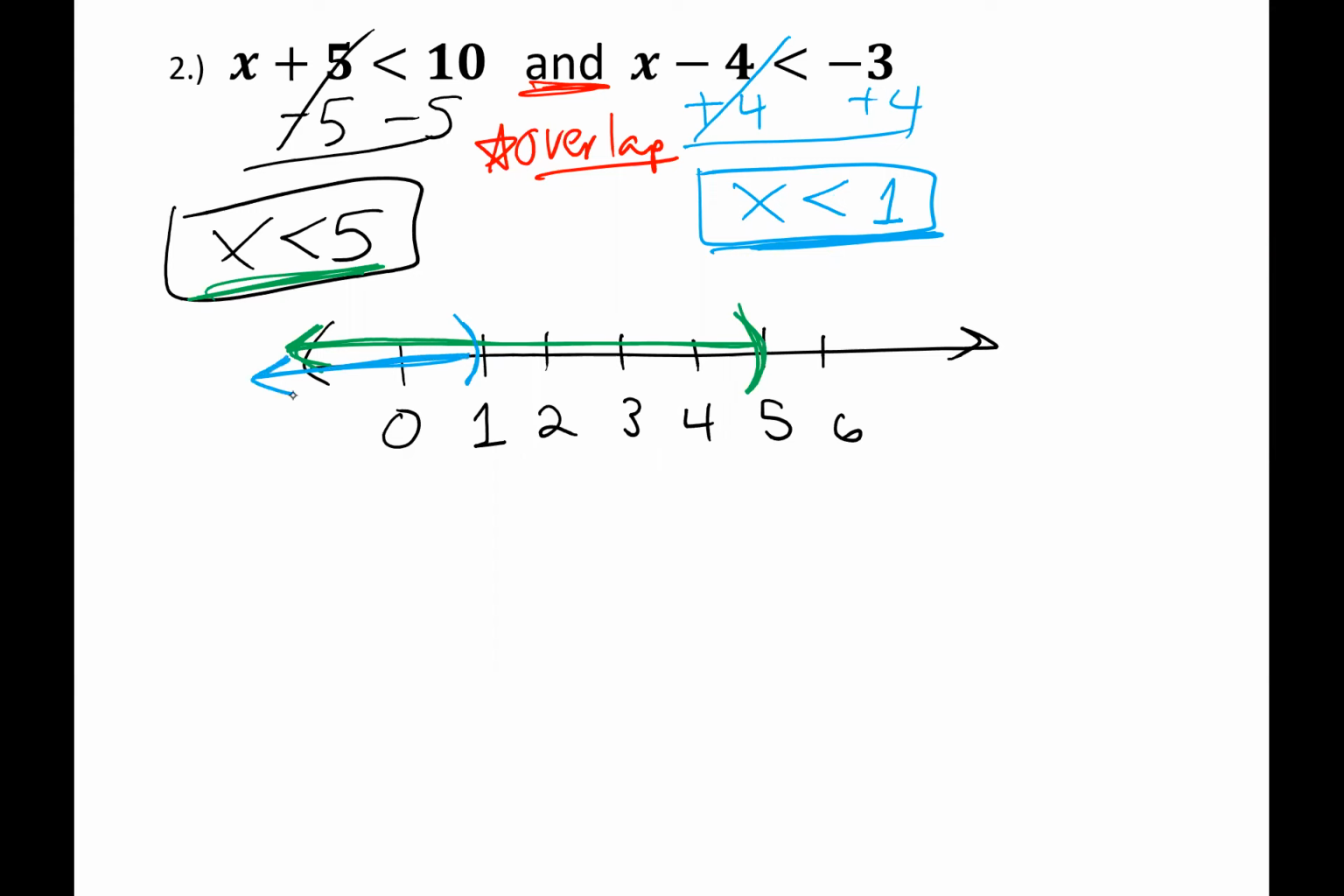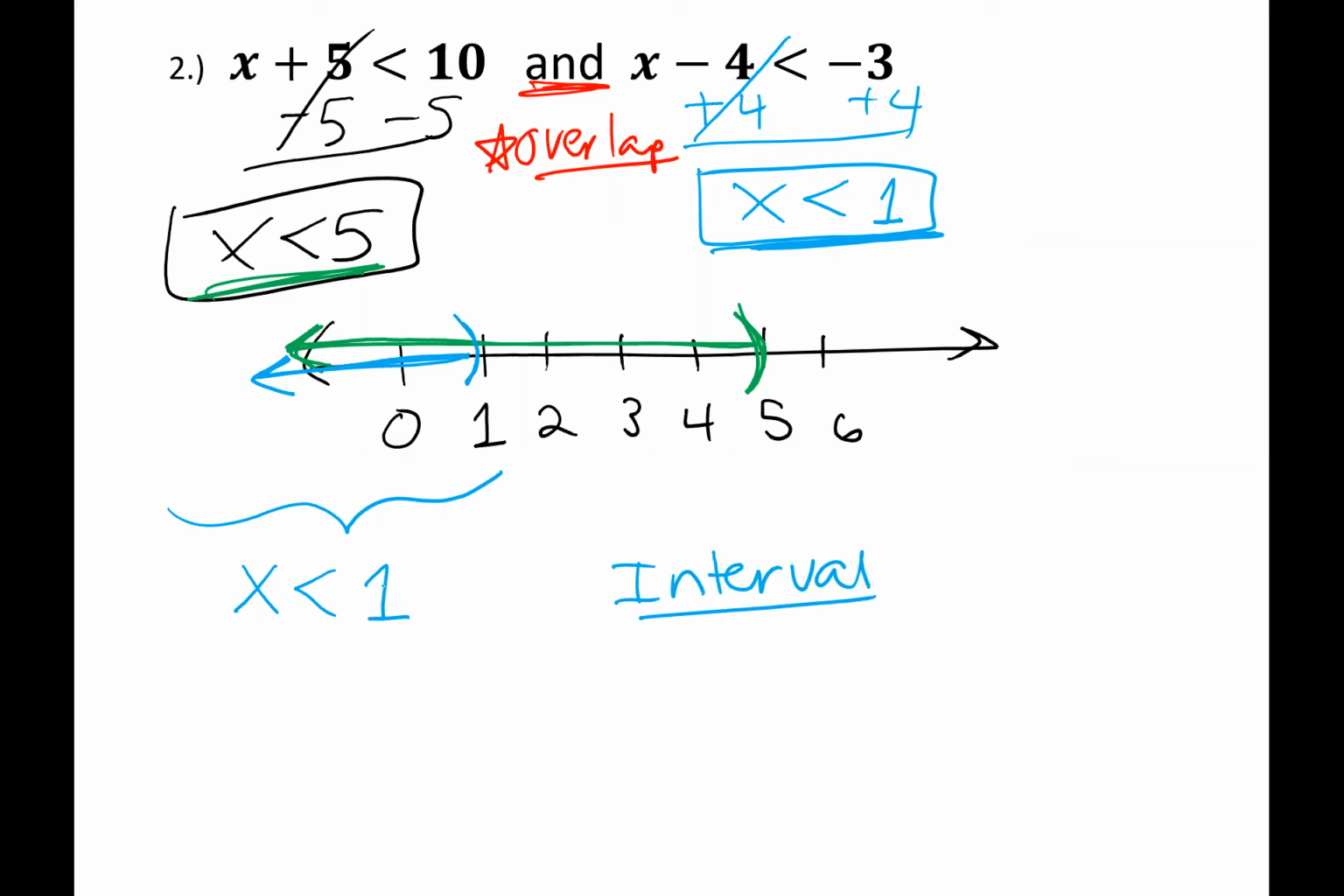Okay, so the overlap, it's actually not in between 1 and 5. It's going to the left from 1. So both of the arrows kind of are showing up in this area that's to the left of 1. So my solution set, my overlap, is x is less than 1. It's a little bit strange, right? We were maybe expecting to go between 1 and 5, but in this case, the overlap is just all the numbers less than 1.